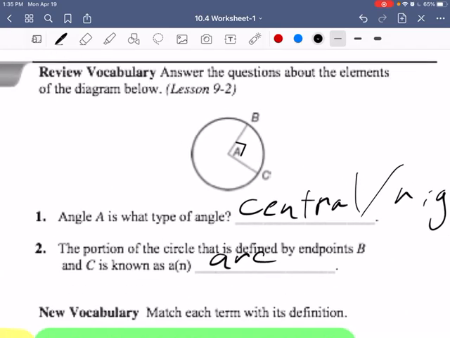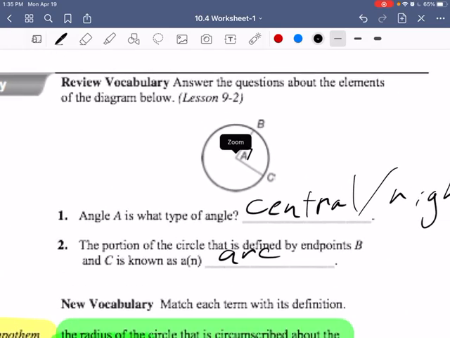It comes out of the center, so it's not an inscribed angle. You guys remember inscribed means that its endpoint is on the edge of the circle. That would be an inscribed angle. We're not talking about that, though. Central angle. Then the portion of the circle defined by endpoints is an arc. From B to C, that would be arc BC.